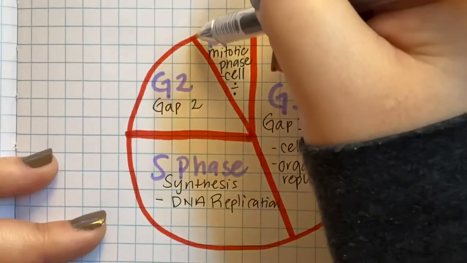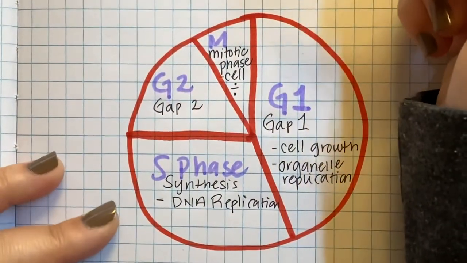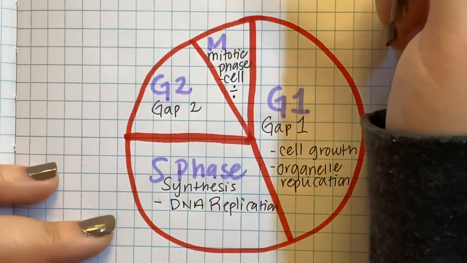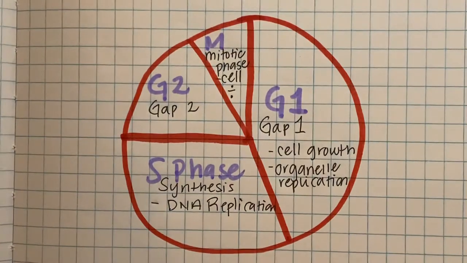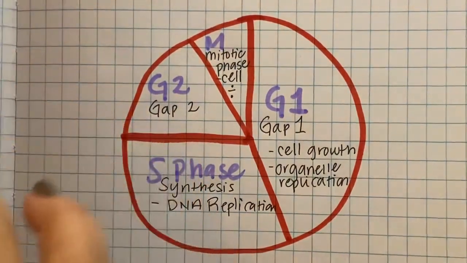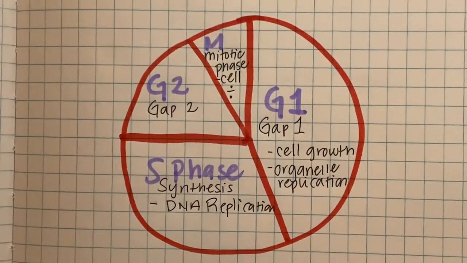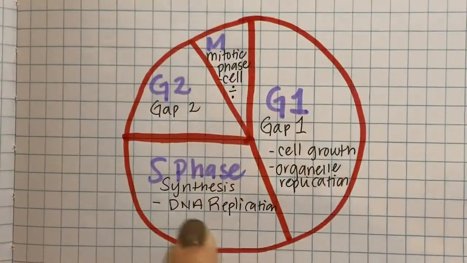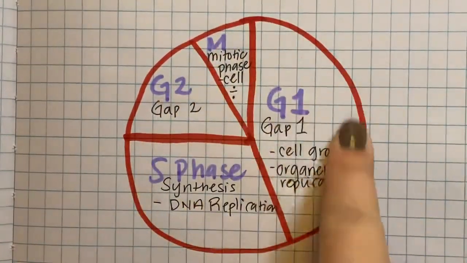There's multiple stages to this: prophase, metaphase, anaphase, telophase, and then cytokinesis, but we will go over that in a different video. Okay, so looking at the structure of our cell cycle, there is one other stage, and this stage is called G0, and it's not found within the active cell cycle. So if a cell is within this cycle, it is actively dividing.